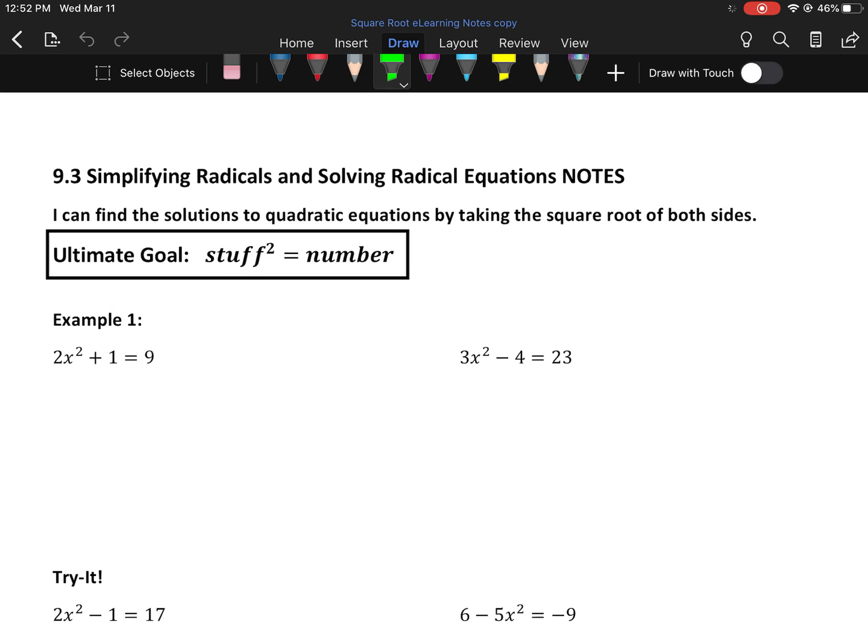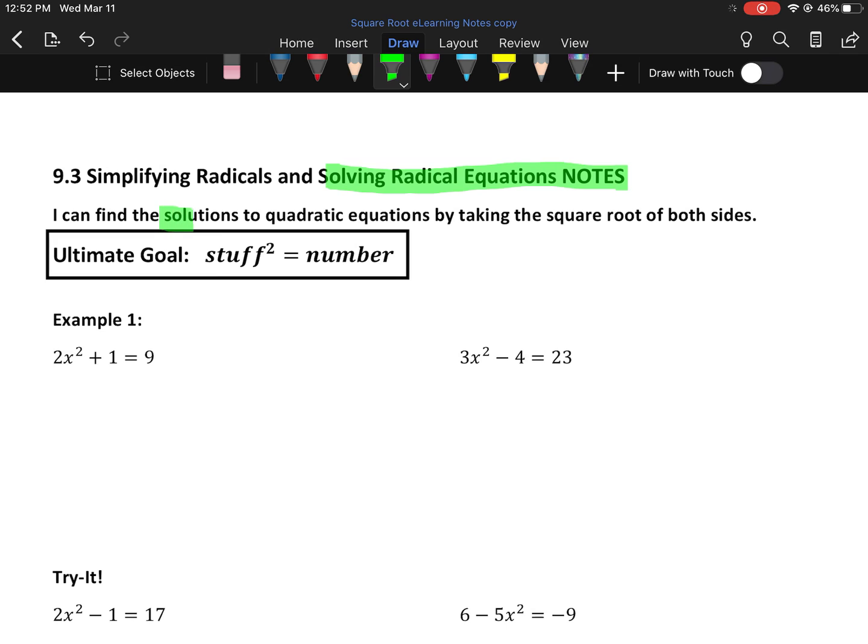Hey guys, today's lesson we're going to talk about how we can solve radical equations. If we take a look at our notes, again, there's a blank copy of the notes posted. You guys can fill these out as we're going through it. We're treating this like this is a normal class.